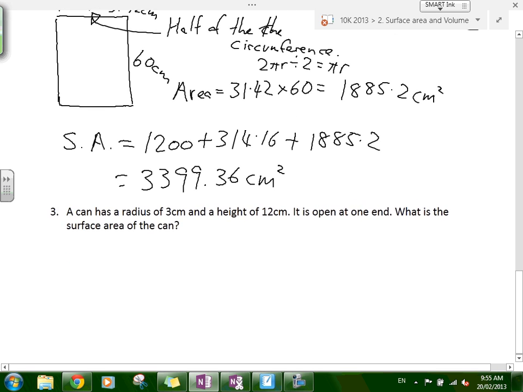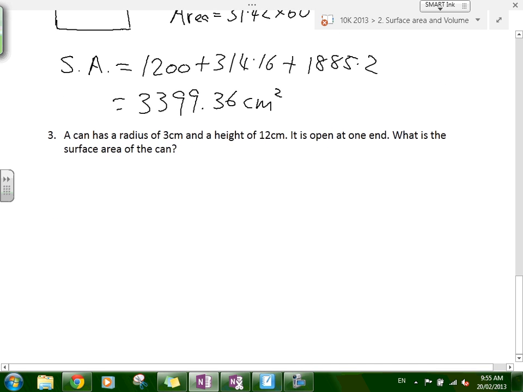Now the final one is, a can has a radius of 3 centimeters and a height of 12 centimeters. It's open at one end, so what is the surface area of the can? Alright, so in this case, the height is 12 centimeters, the radius is 3, but there's no top. So we only have to work out the surface area of one circle and one curved surface.